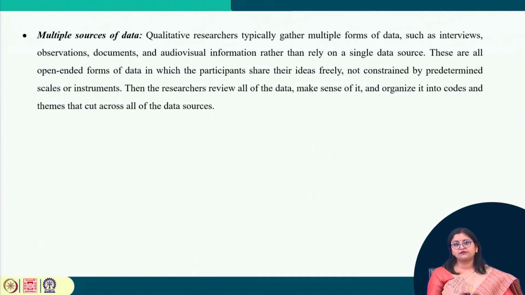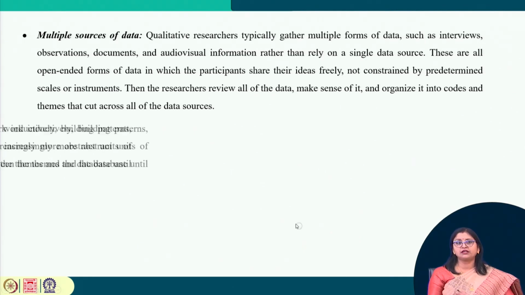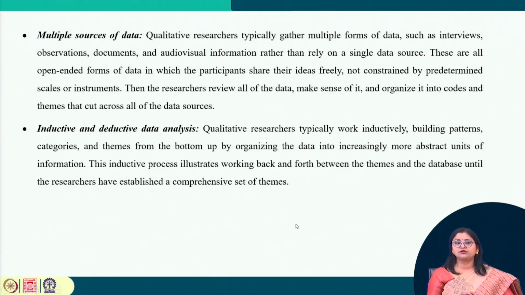Then the researcher reviews all of the collected data, makes sense of it and organizes it into codes and themes that cut across all of the data sources. So, you will find this coding and segmenting etc. in your analysis paper. Then the next nature of qualitative research is inductive and deductive data analysis.